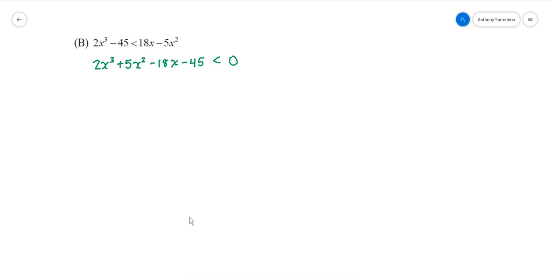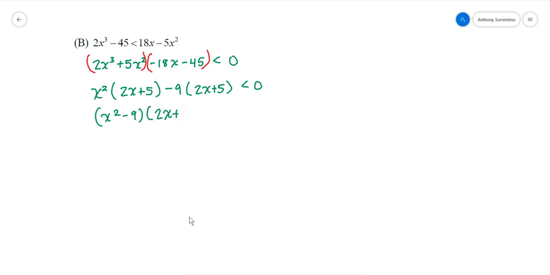If I group these together, these two and these two, for the first two, I can factor out an x squared, leaving me with 2x plus 5 in here. The second group, I could factor out a -9, which leaves a 2x plus 5 left over as well. And I end up with the same thing. So I can say this is x squared minus 9 times 2x plus 5.